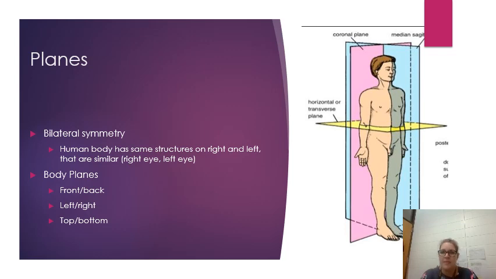So looking at these planes right here, we have what's called a horizontal or transverse plane. That separates the body into top and bottom. You have a coronal plane that goes straight through and separates the body from front to back. Then you have the sagittal plane that comes through the side and separates it into left and right.